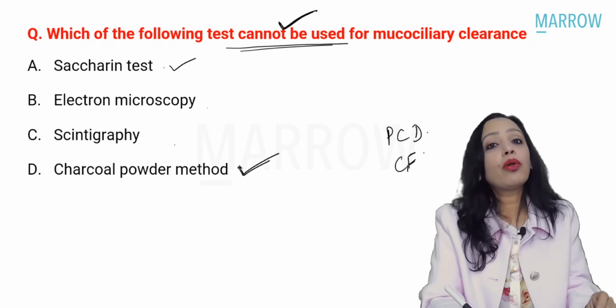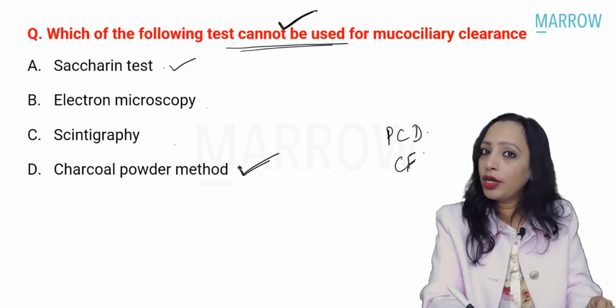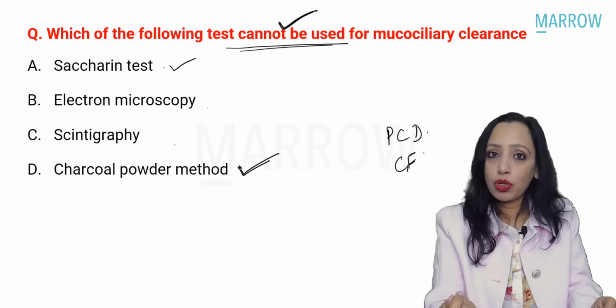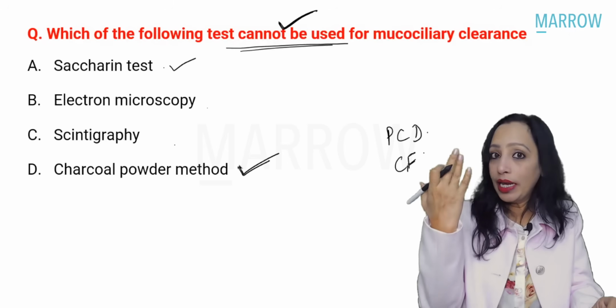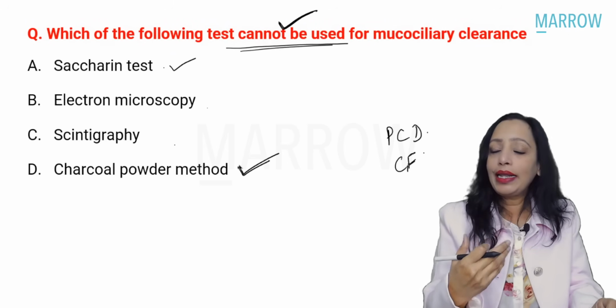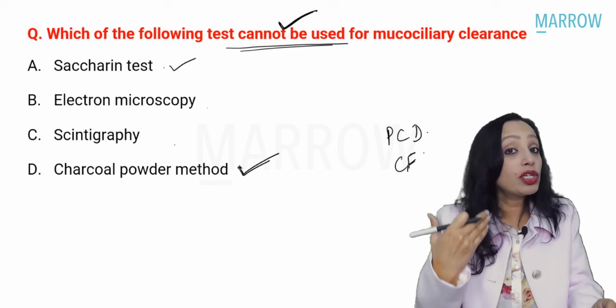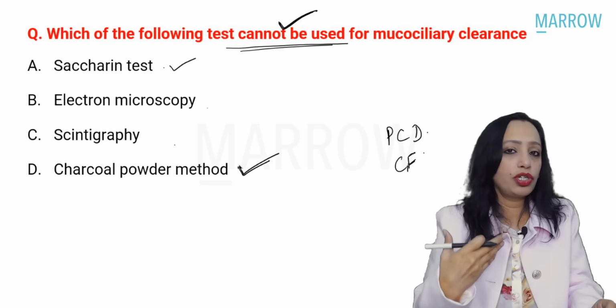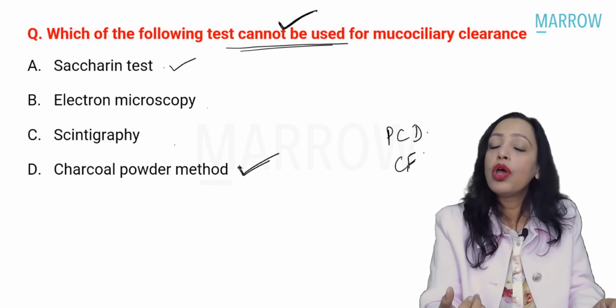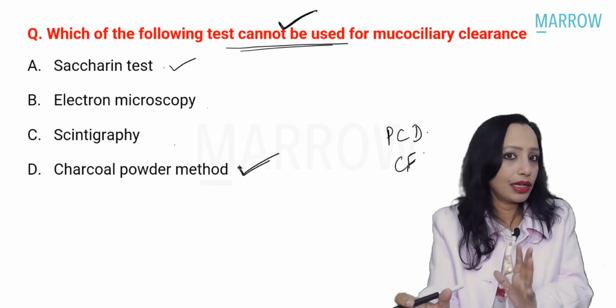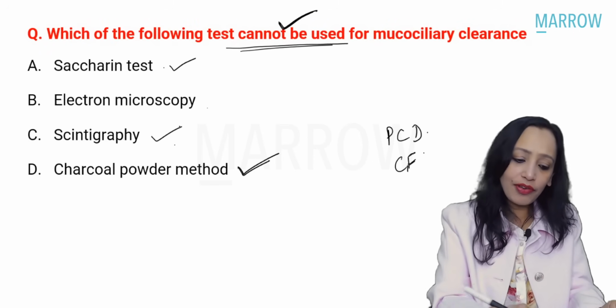Now, the same thing can also be done by placing radio-labeled isotopes in the form of aerosols. So the patient is made to inhale these aerosols, and they are followed by gamma camera, by scintigraphy, to see how much is the clearance, where it has reached, whether it has reached the oropharynx or the lungs also. So accordingly, the mucociliary clearance time is calculated. So yes, scintigraphy can also be done.